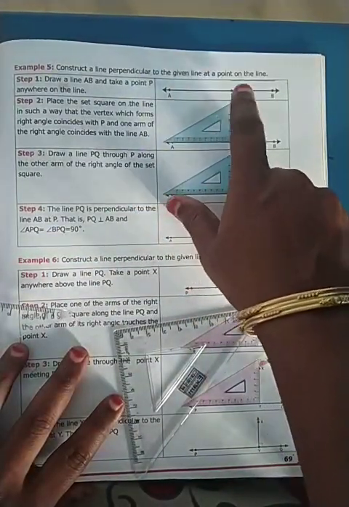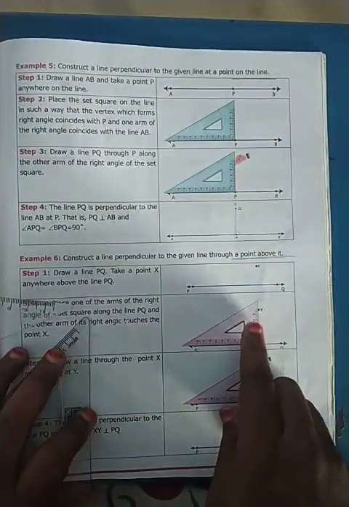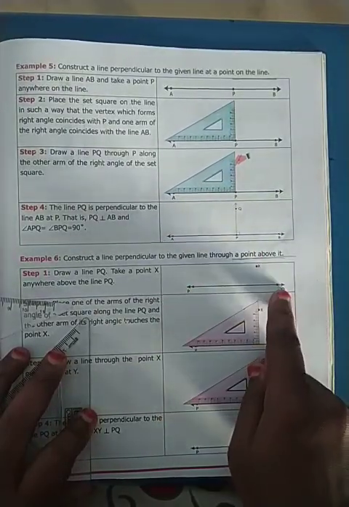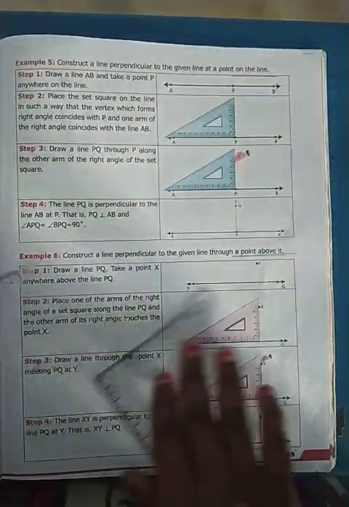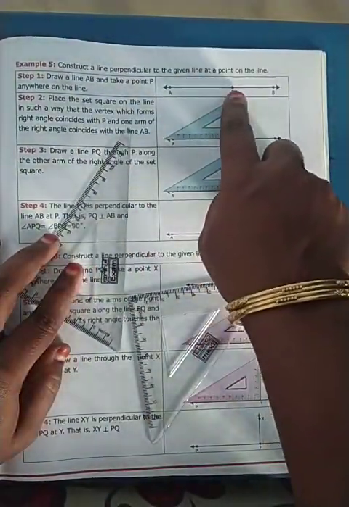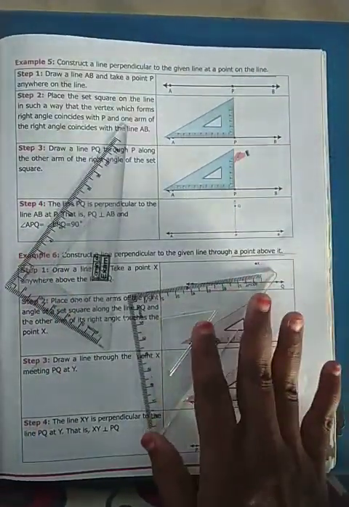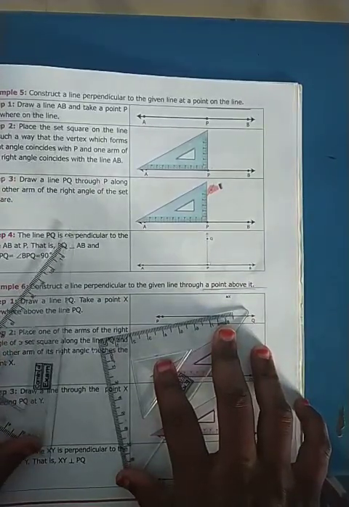One is, if I keep the point on the line itself, I will be drawing it like this. If I keep the point away from the line, this point is away from the line PQ, so I will be drawing with a set square. If you go through this, we will see. First I draw the line AB. Then I place a point P on the line. Any point, anywhere on the line. Now through P, I should draw a perpendicular.